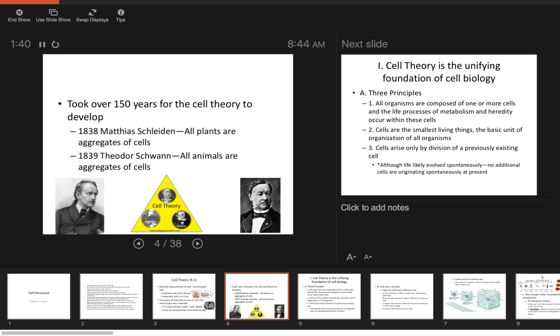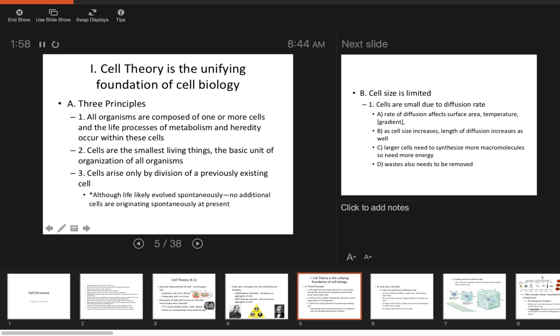Virchow was the first guy to see cells split underneath a microscope, actually divide. So when he stated what he saw, everyone thought it was kind of crazy, and then other people started to confirm his observation, and so he's responsible for the third statement that states that cells arise only by division of a previously existing cell. So 3 principles for the cell theory.